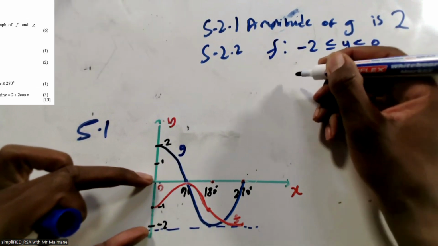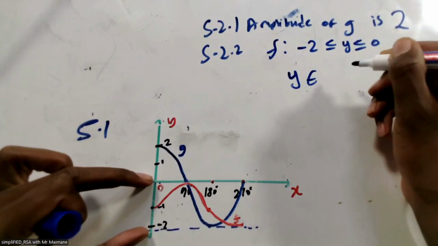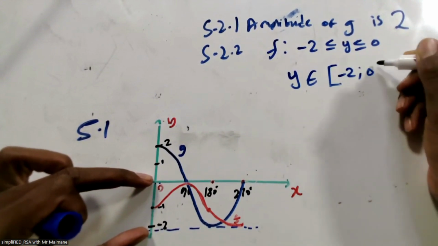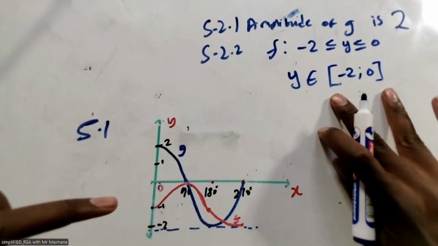Or you can just say y is an element of, and then you use, instead of round brackets, what do we call these brackets again?